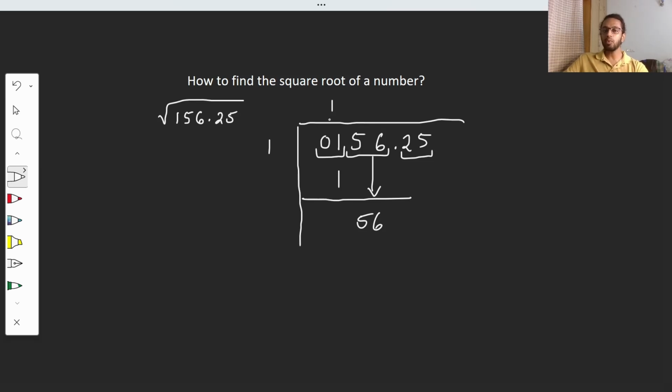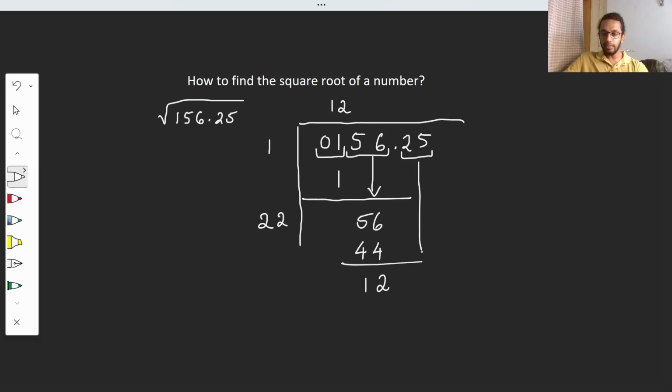Now whatever is there in the quotient, we have to double it. So when we double, we get 2. Now we have to try 21 times 1, or 22 times 2, 23 times 3, likewise. So here 22 times 2 works. We'll be getting 44, and the difference will be 12.